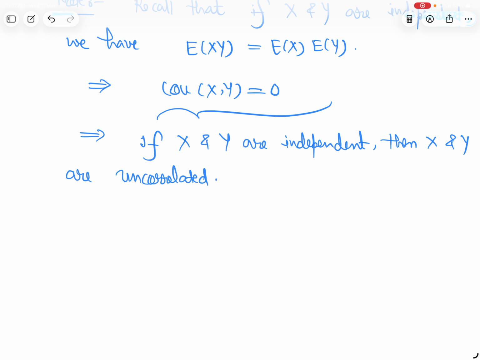Now, my question is reversed. If x and y are independent, they are uncorrelated. If x and y are uncorrelated, whether they are independent or not. I have seen that if x and y are independent, then x and y are uncorrelated. My question is that if x and y are uncorrelated, whether x and y are going to be independent or not. Is the converse true or not?